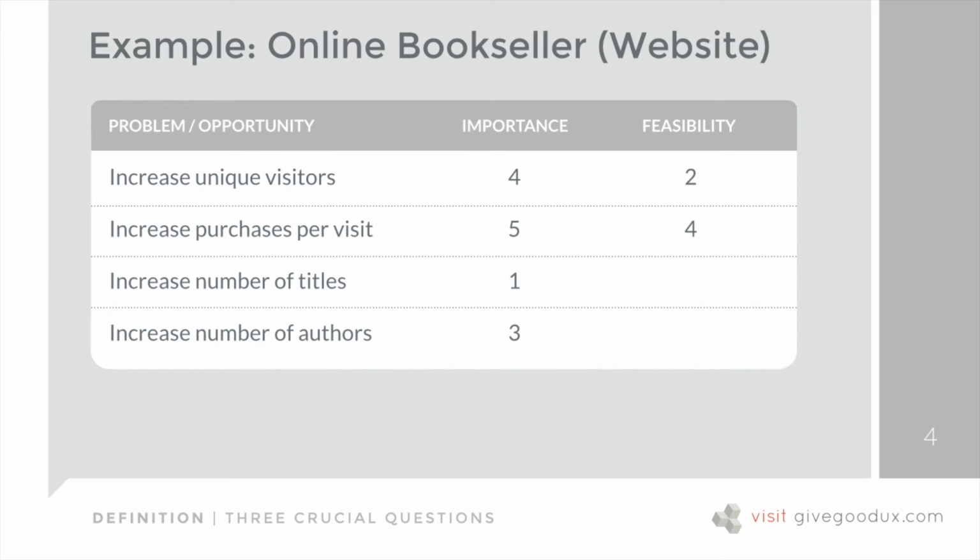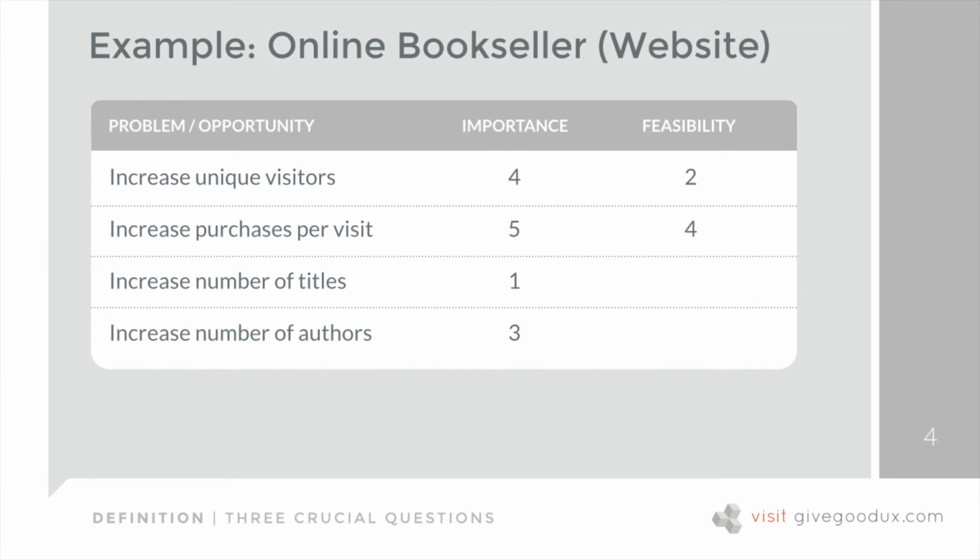Increase the number of titles, again, sort of in between. Maybe we can do that, but there's also some legwork, some infrastructure cost. That means we've got to store more merchandise. There's cost, there's risk associated. So 3 could be important, but the 3.